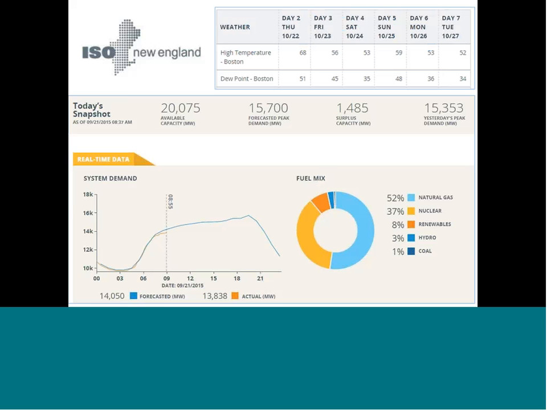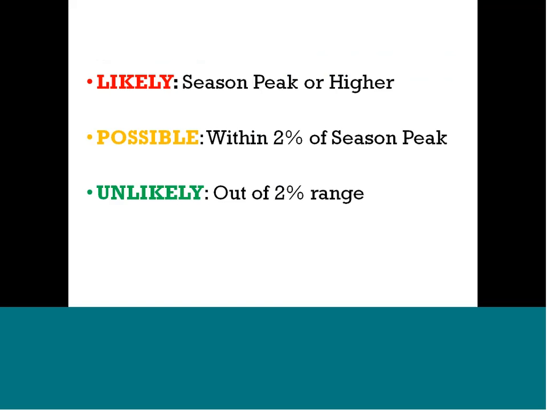As you can see, I just added that the ISO also has the temperature forecast, which certainly plays into the risk. But we basically assign one of three risk levels: likely, possible, or unlikely. If it's likely, we think it's projected to be the highest of the season so far, or it's over the threshold that we think is highly likely for it to be the peak. We don't want to cry wolf and have too many false alarms.